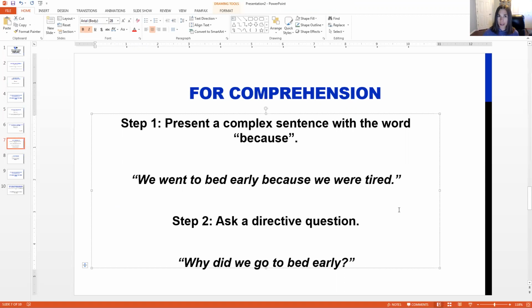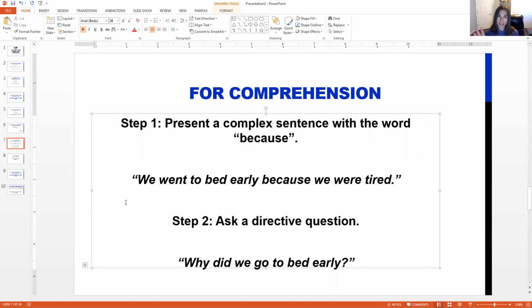So after you present the sentence, you ask a directive question. An example of that would be the question, why did we go to bed early? You're simply asking your student to explain something that you just told them. So you're asking them to answer a question about the message you just gave them in the sentence.